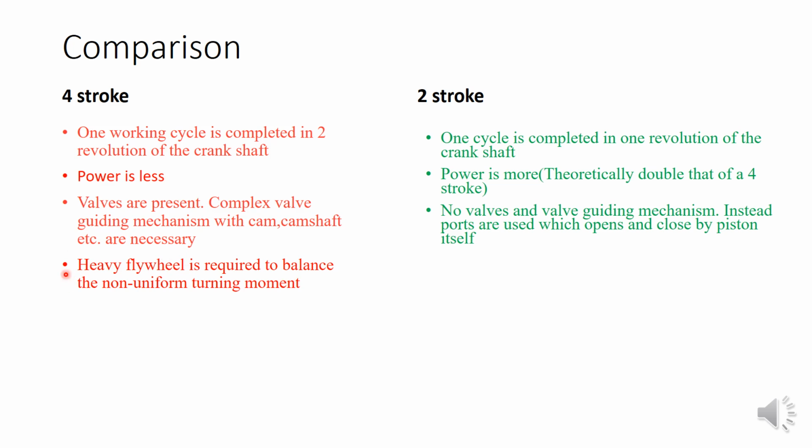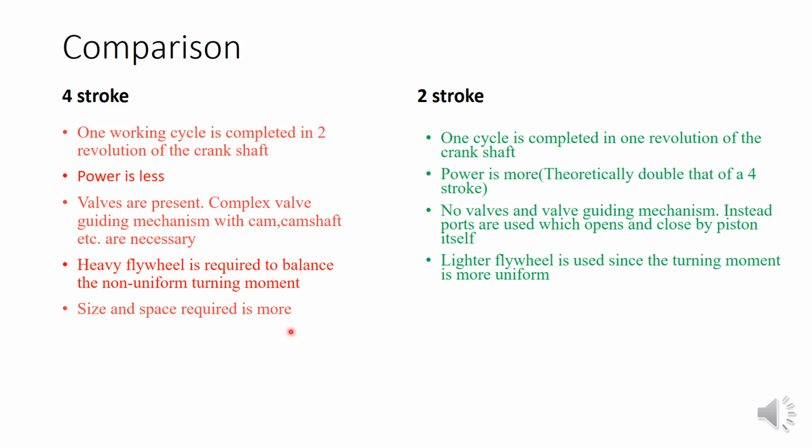But in four-stroke engine, we require a heavy flywheel. Why is a heavy flywheel required? Because power stroke happens only in 4 strokes. So that is highly non-uniform. But in two-stroke engine, we get power stroke in 2 strokes. So the torque is not that much non-uniform. So we will require only a lighter flywheel. So that is another important difference. In two-stroke engine, the flywheel required is lighter, smaller flywheel. But in four-stroke engine, we require a heavy flywheel.